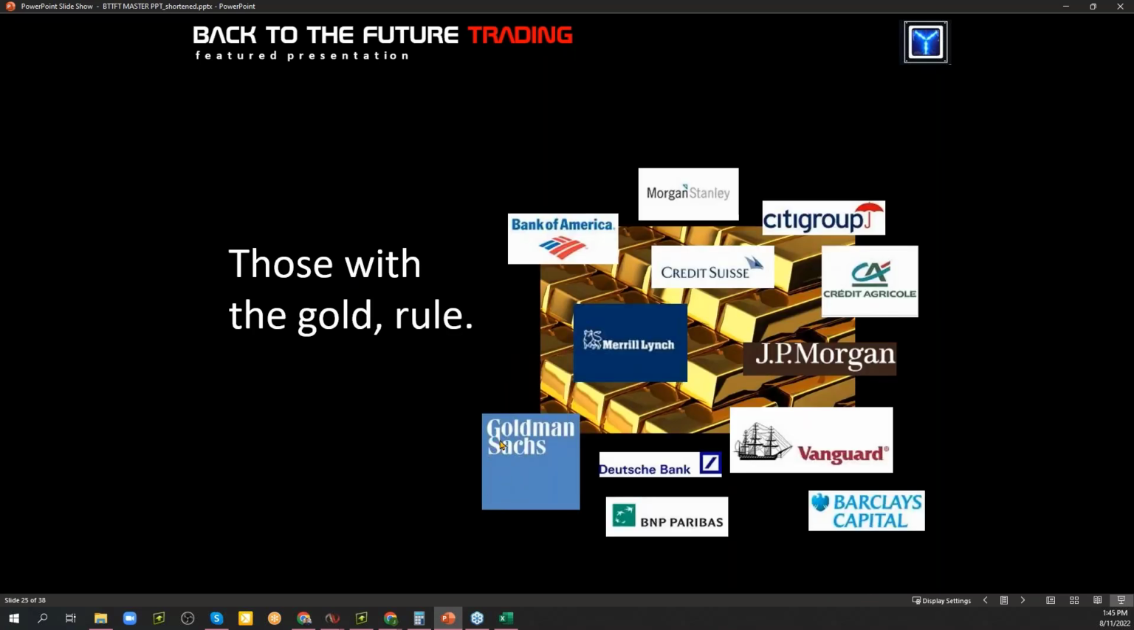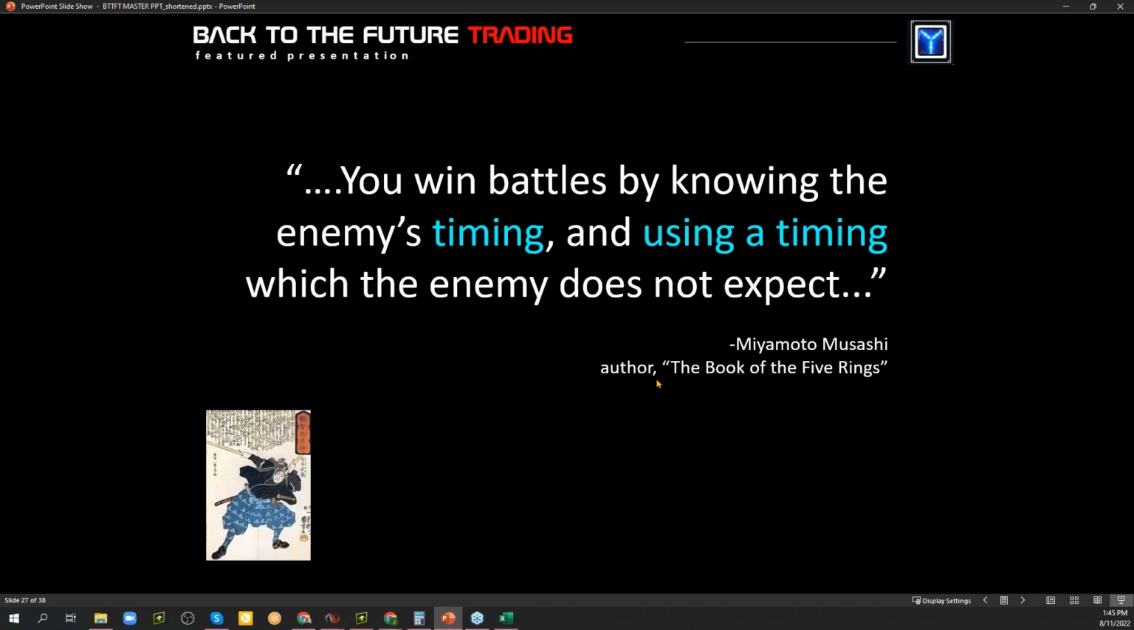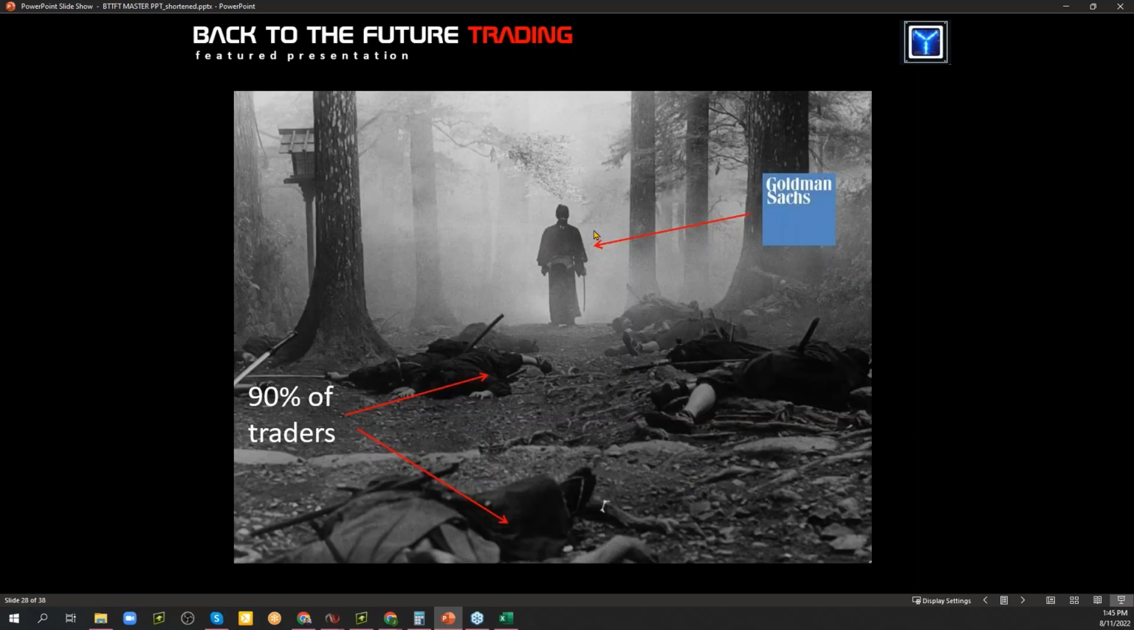Those are the golden rule. We all know that. There's the 90%, there's us, there's Goldman Sachs. This is Michael's image. You win battles by knowing the enemy's timing and using timing which the enemy does not expect. Miyamoto Musashi, The Book of Five Rings. It's actually translated incorrectly by everybody. It's the Book of Five Scrolls, if I want to be a stickler. I practice the art of Iaido samurai, and I did martial arts, Hapkido and Umyang-do, when I was a kid, but I still practice the art of the katana.